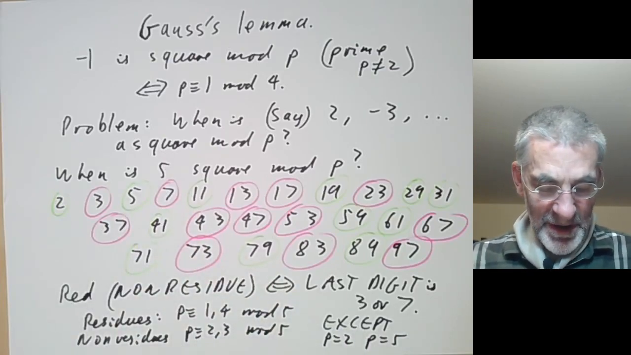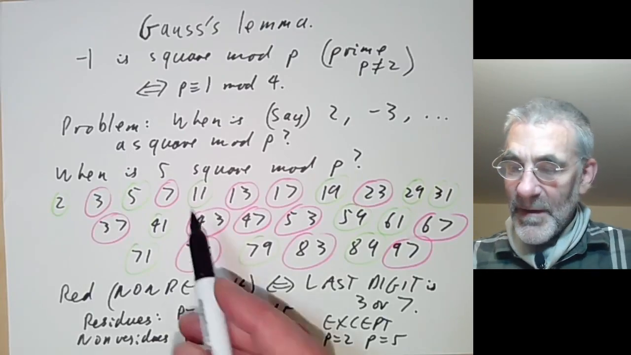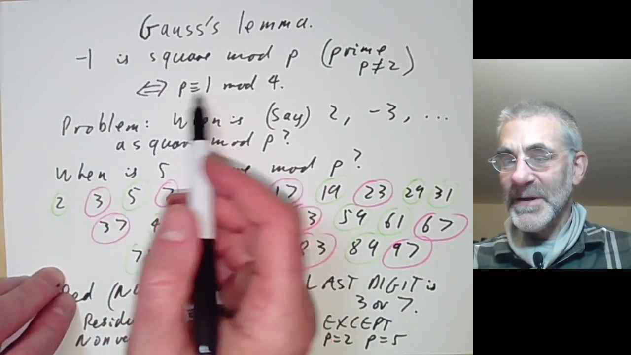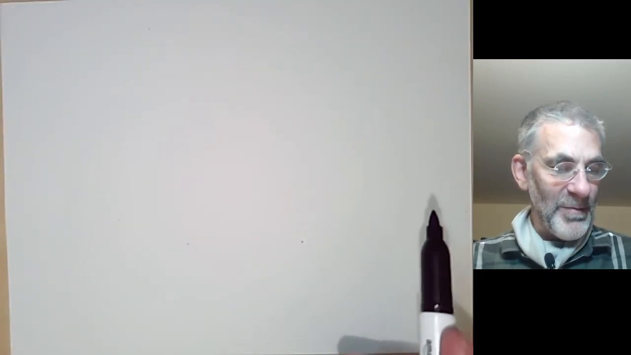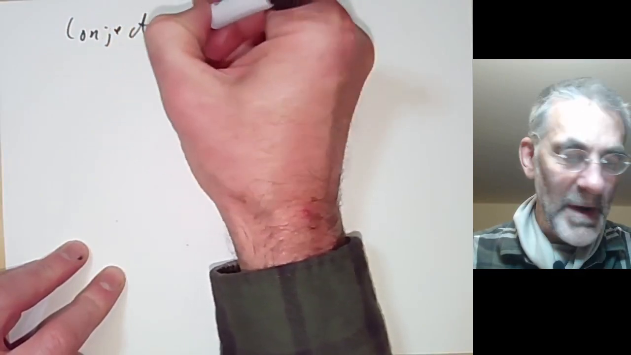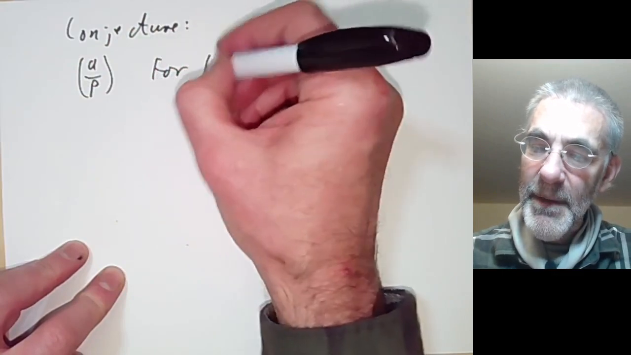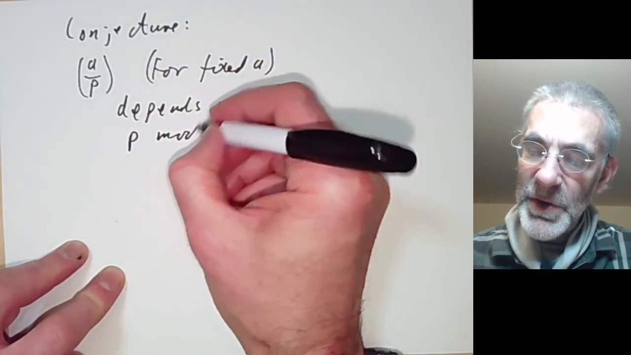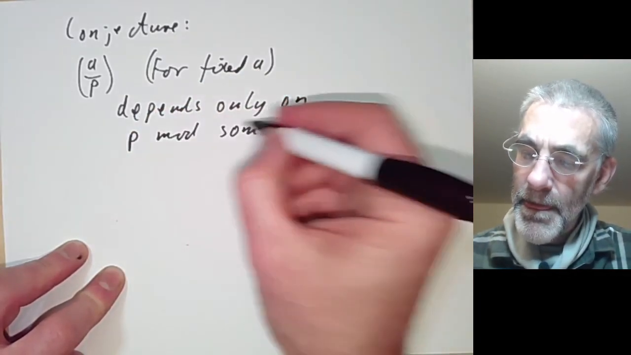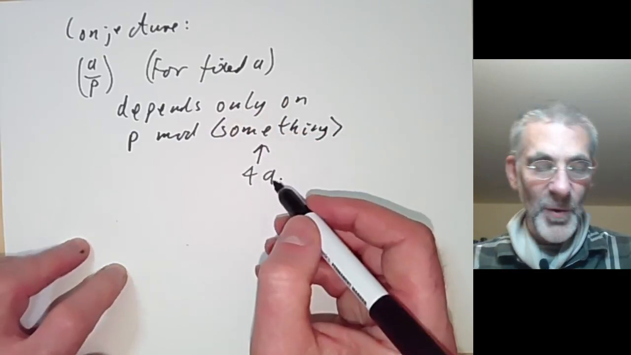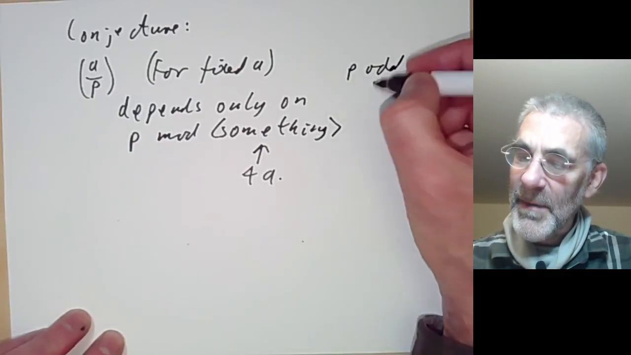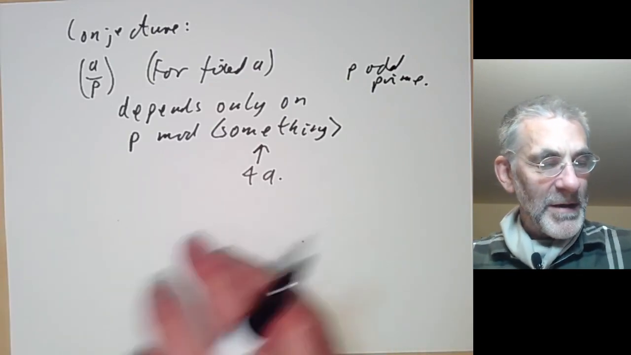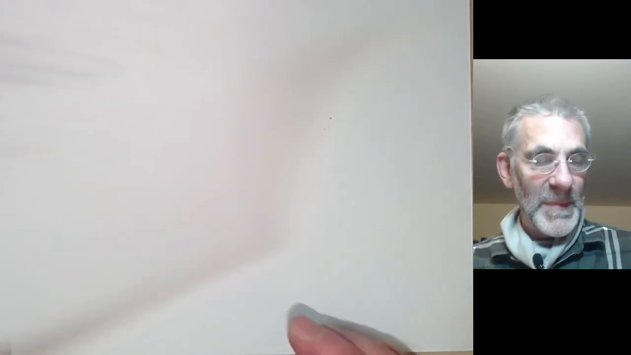So we've got this rather nice result that whether or not 5 is a square modulo p seems to depend only on p modulo 5. And minus 1 is a square modulo p if and only if p is something or other modulo 4. So this suggests the following problem or conjecture, that the quadratic residue symbol for fixed a depends only on p modulo something. In fact, possibly 4a, we will see that 4a is in fact correct. Here, as usual, p is an odd prime. Things always go wrong for 2. And so we're going to show this using Gauss's lemma. So what's Gauss's lemma?